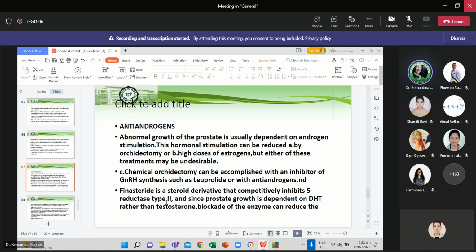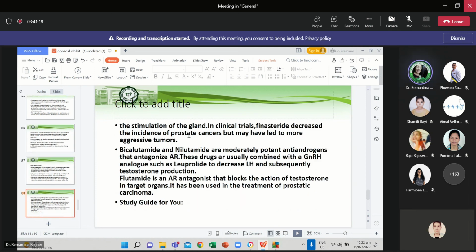And since prostate growth is dependent on your DHT rather than testosterone, blockade of this enzyme can reduce the size of the prostate. So finasteride is used to reduce the size of the prostate in cases of benign prostatic hypertrophy. So finasteride has been used to decrease the incidence of prostate cancer, and have led to aggressive tumors.